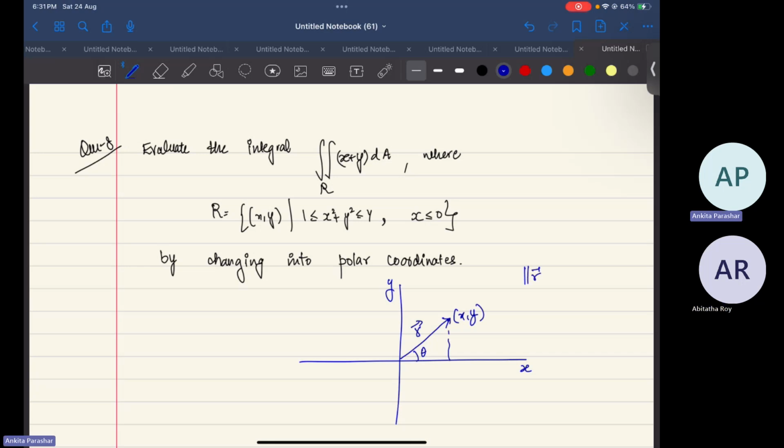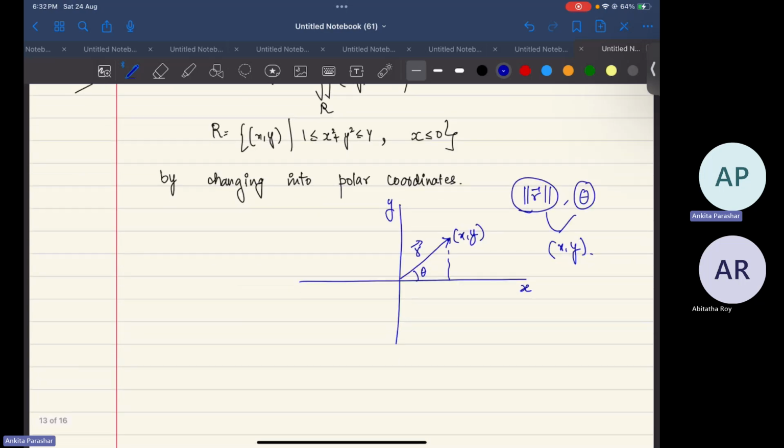This will completely determine your point, right? If this norm is fixed and your theta is fixed, it will tell you the xy and fully determine your point. So the two parameters r and theta will tell you everything. And by trigonometric ratios, we know that this x is the same as r cos theta, where r is the norm of vector r, and this y is r sin theta. This we already know. So any point in the Cartesian plane, you can write in polar coordinates by writing x equal to r cos theta, y equal to r sin theta.